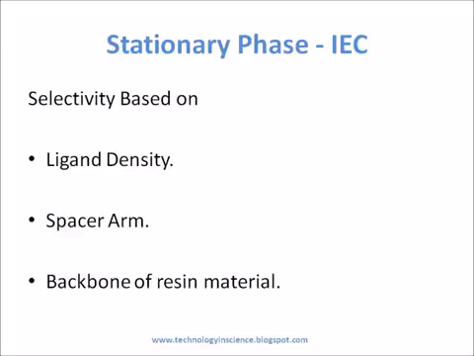Stationary phase. Selectivity is based on ligand density, spacer arm, and backbone of resin material. Binding capacity: total number of charges per unit stationary phase volume, or the mass of protein adsorbed per unit volume. Pore size of ion exchange resin can range from 10 to 1500 angstrom. Dynamic binding capacity can be found out by doing a breakthrough curve.